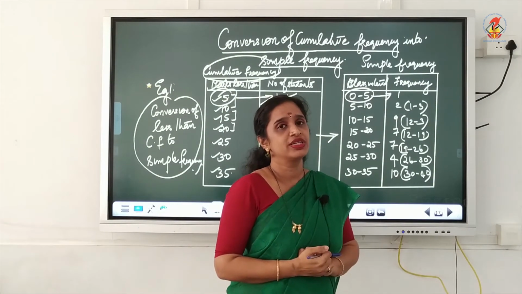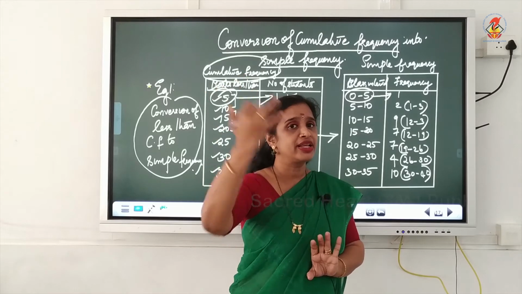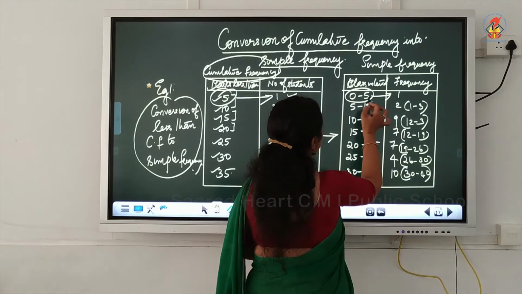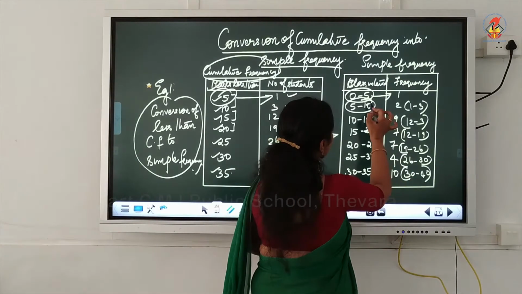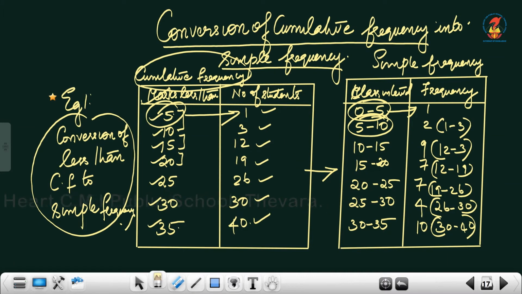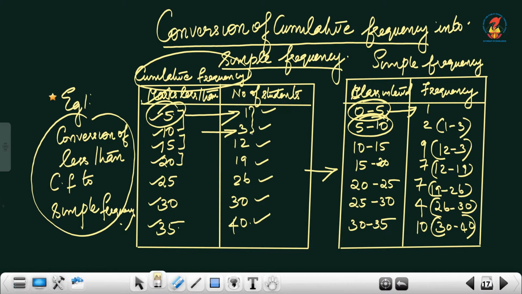Less than 10 means what? It should be a class interval of 5 to 10. So the next class interval is 5 to 10, and the difference is 5. 5 plus 5, 10. Now for less than 10, what should the frequency be? It is the difference between 3 and 1. I have written 1 minus 3, but that doesn't matter. It is the difference between those two: 3 minus 1 is equal to 2.